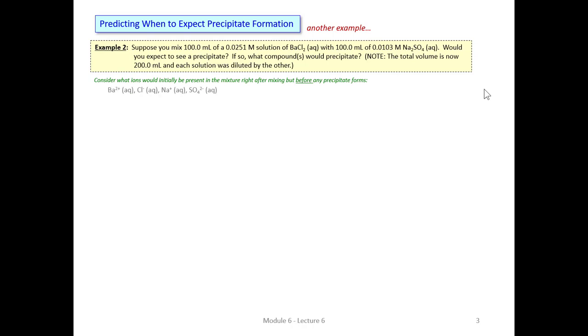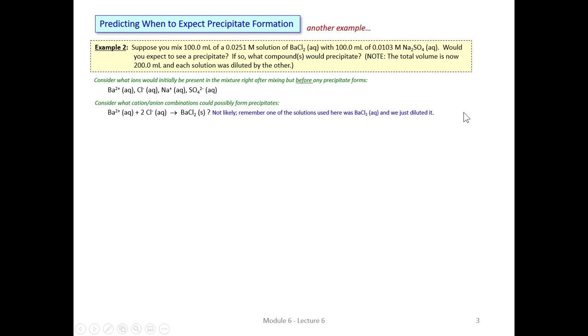Well, we have barium ion in solution, and chloride ion from the barium chloride dissolving. We have sodium ion and sulfate ion in solution from the sodium sulfate dissolving. Now we want to consider what combinations of cations and anions could possibly form precipitates. So let's look at the possible combinations. How about barium with chloride to form barium chloride solid?